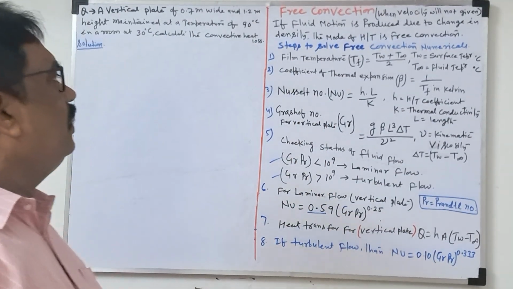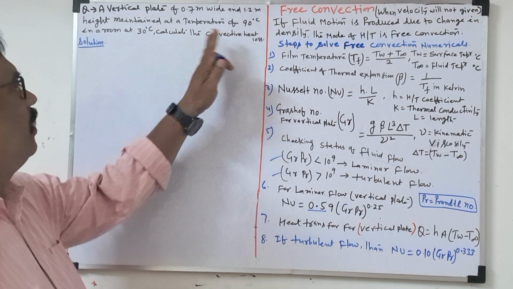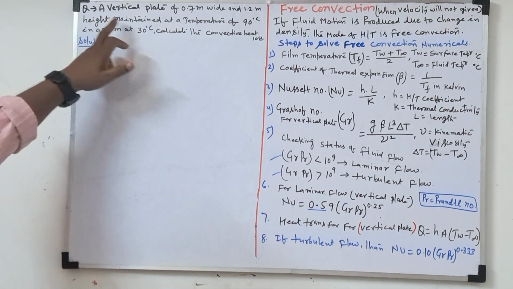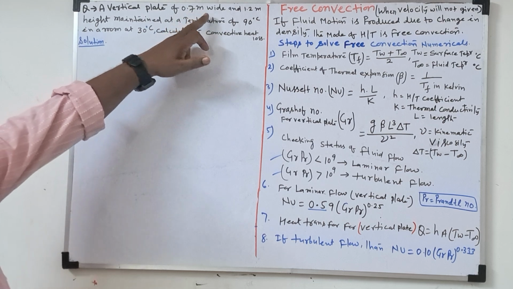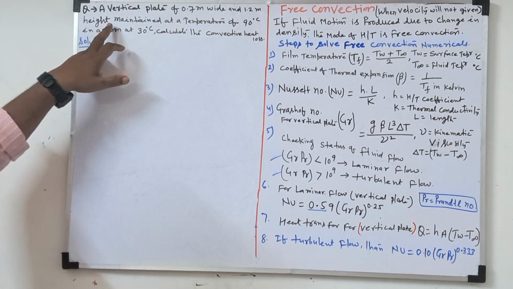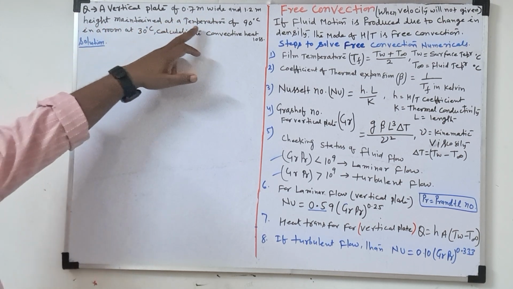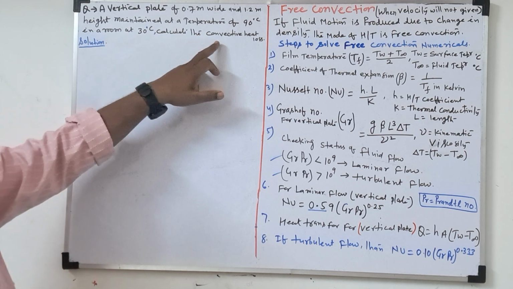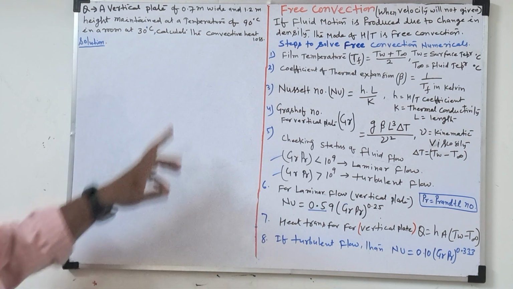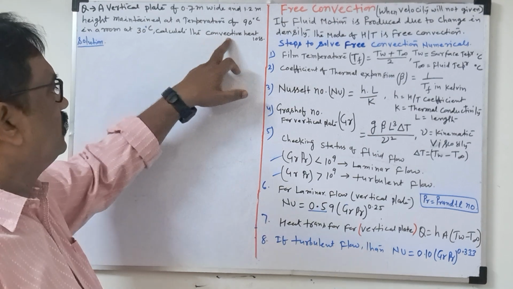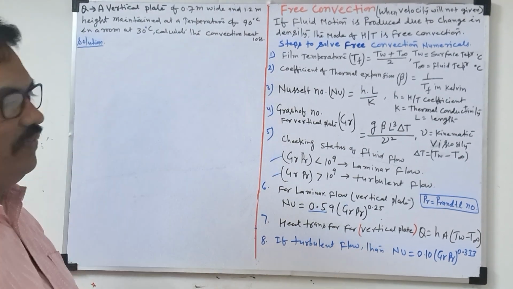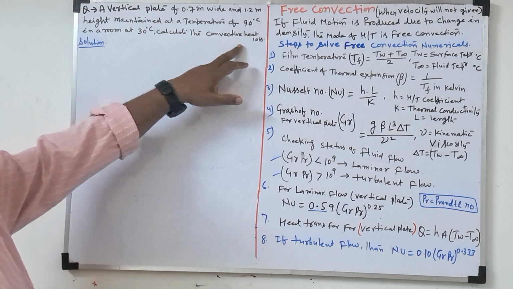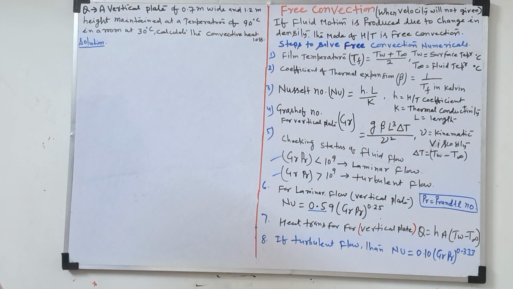So today we are going to discuss the convection problem. First I have taken one problem, sir. A vertical plate of 0.7 meter wide and 1.2 meter height is maintained at a temperature of 90 degrees in a room temperature of 30 degrees. Calculate the convective heat loss. Once they give convective heat loss, that means this problem is known as a convection problem. So this is a heat transfer problem, but it is convective heat loss that is being asked. This is the problem for convection.